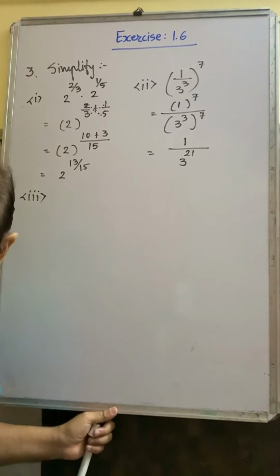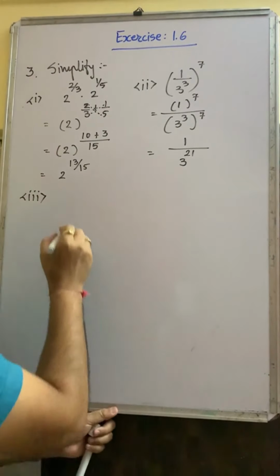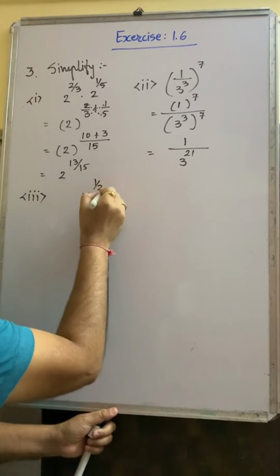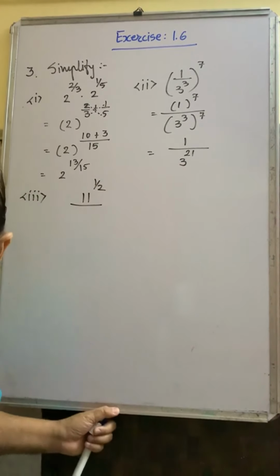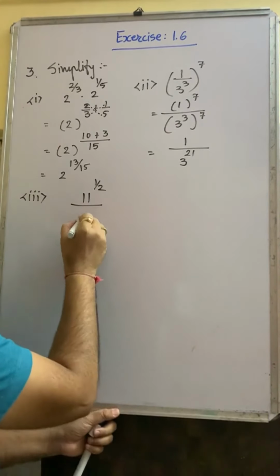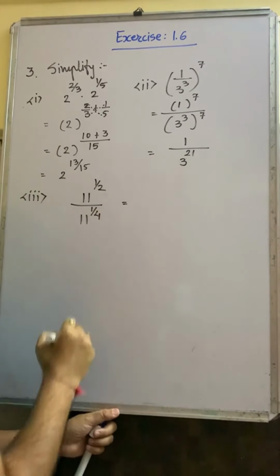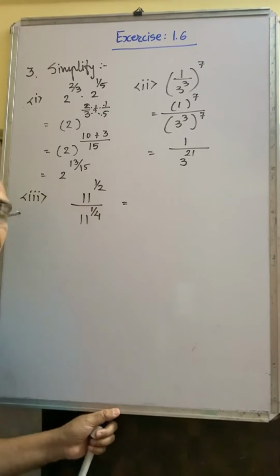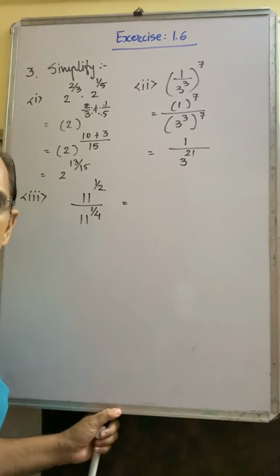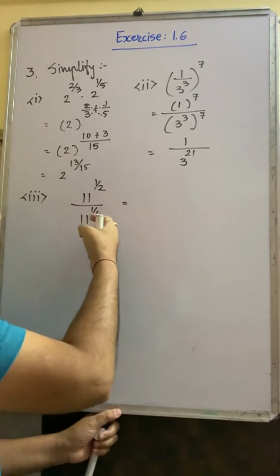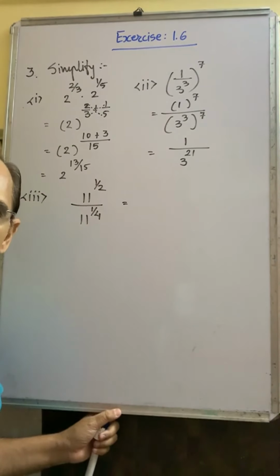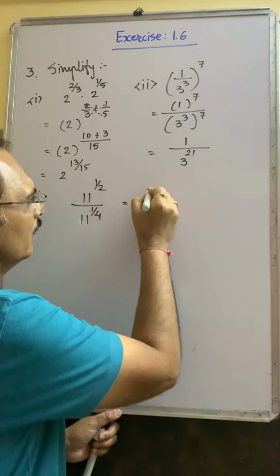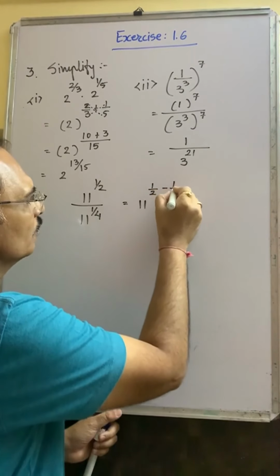Now third number, 11 raised to 1 upon 2 divided by 11 raised to 1 upon 4. See again, in the numerator and in the denominator the base 11 remains same. That means division is there in between them, so you have to subtract the power. 11 raised to 1 upon 2 minus 1 upon 4.